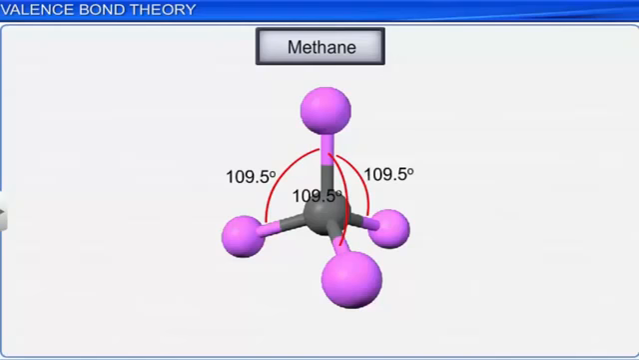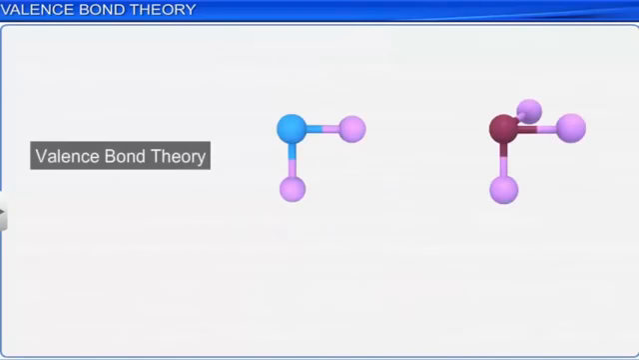Similarly, valence bond theory cannot account for the correct bond angles in water and ammonia. While valence bond theory predicts a bond angle of 90 degrees in them, the experimental results suggest bond angles of 104.5 degrees and 107 degrees respectively.